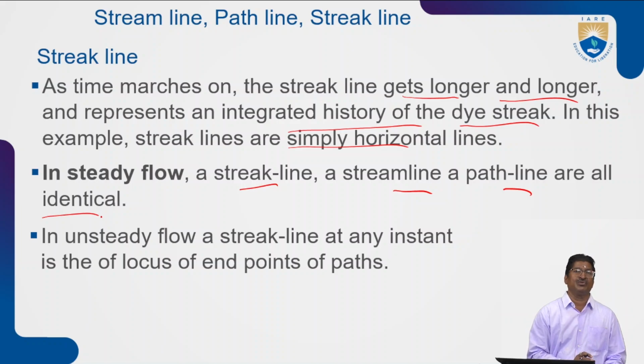If it is a steady flow, that means the properties are not changing with respect to time. Maybe density is not changing, maybe velocity is not changing, maybe pressure is not changing. That is called steady flow. So in steady flow, streamlines, streak lines and path lines are all identical. In unsteady flow, streak lines at an instant form the locus of the endpoints of the paths.